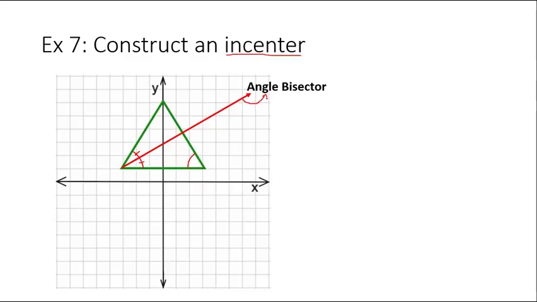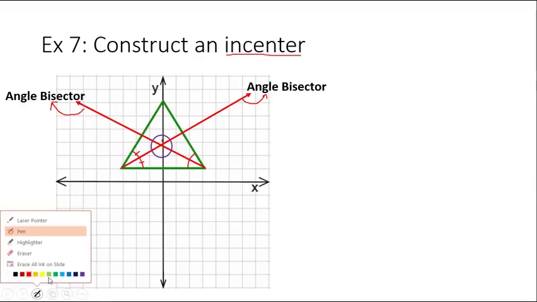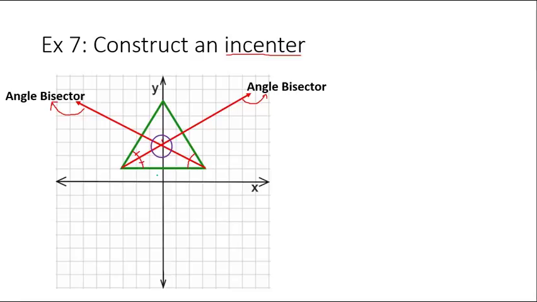Sorry, I forgot to put that there. And then the other angle, again, I'm going to bisect it. Draw a line going through the middle of that angle. And here we have another angle bisector. We only need two of these. So where they both meet, right there, so that means at that point, right here, we call that the incenter.